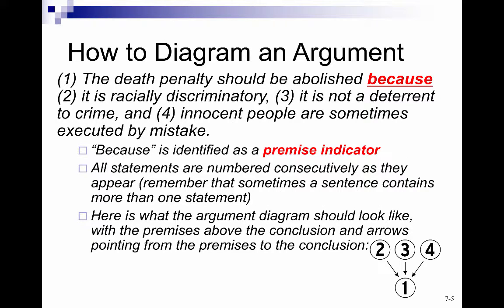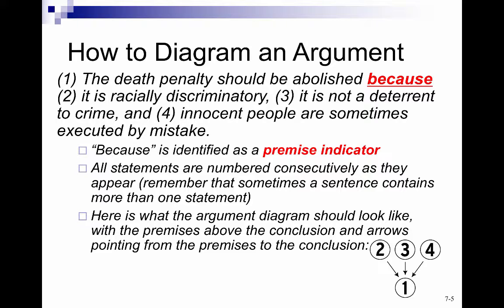Okay, here's an argument. The death penalty should be abolished because it is racially discriminatory, it is not a deterrent to crime, and innocent people are sometimes executed by mistake. So the first thing we need to do is distinguish the conclusion from the premises. Since the word because is a typical premise indicator, it looks fairly obvious that anything after it is going to be a premise. In fact, there are several premises. It is racially discriminatory, it is not a deterrent to crime, innocent people are sometimes executed by mistake. Those are the premises. And because of that, it's also pretty easy to spot the conclusion, which is the first statement here. The death penalty should be abolished.